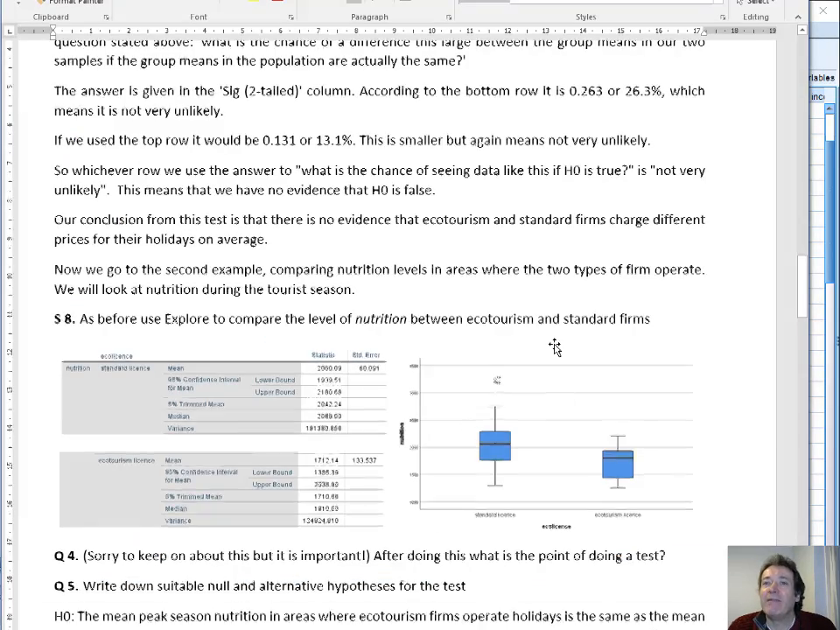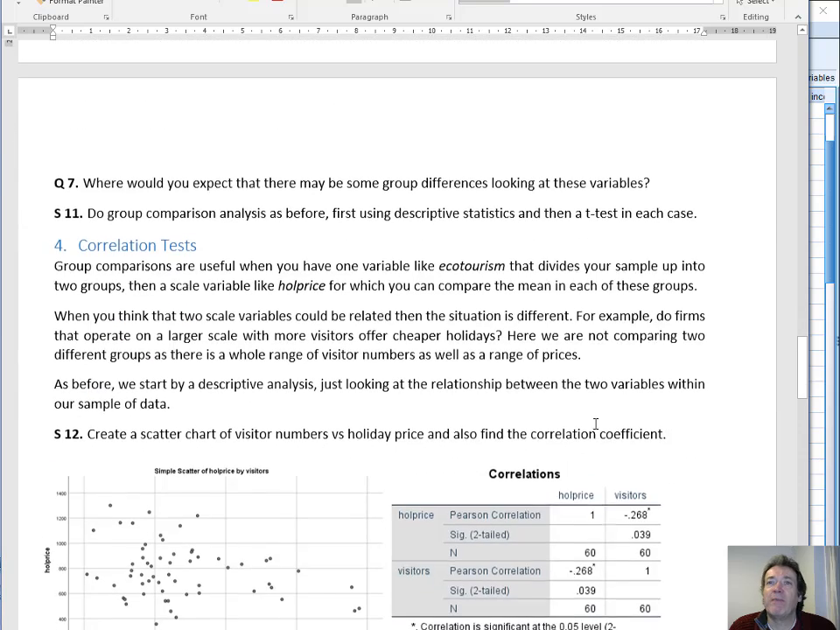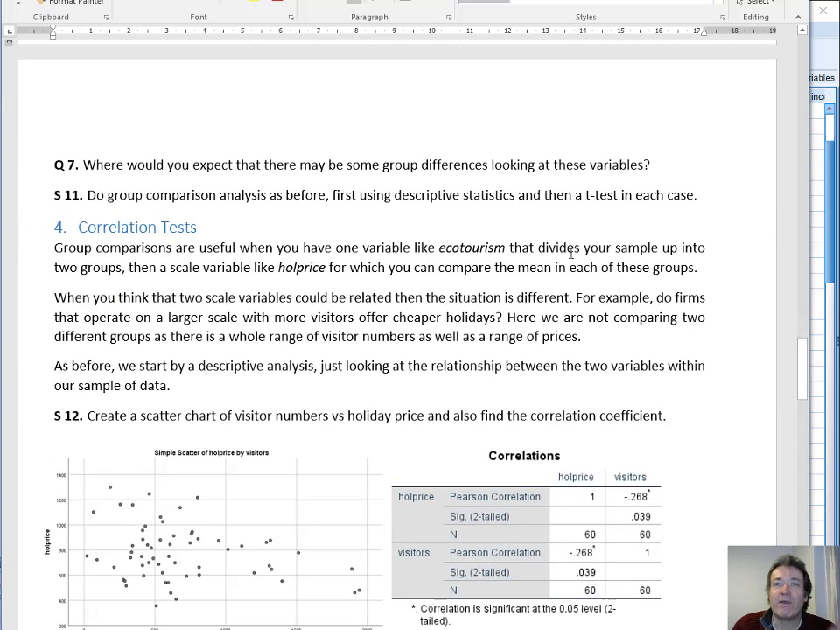Okay, so in the next section we go on to look at ways of doing correlations and testing whether a correlation you see in the sample is also likely to apply in the population.